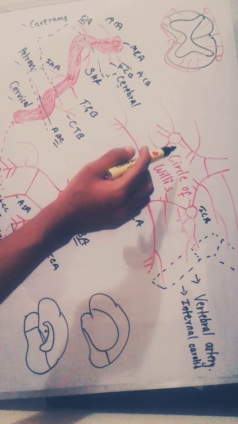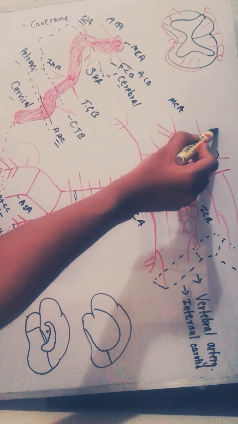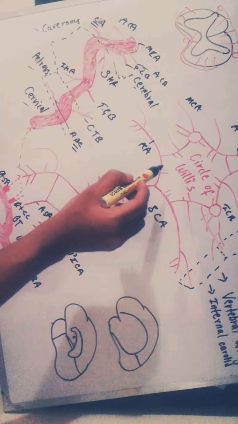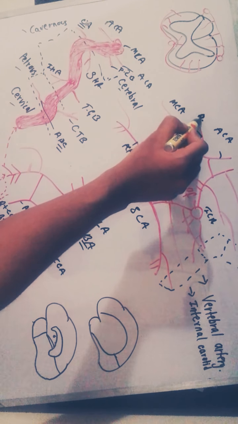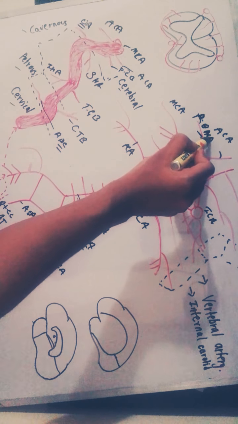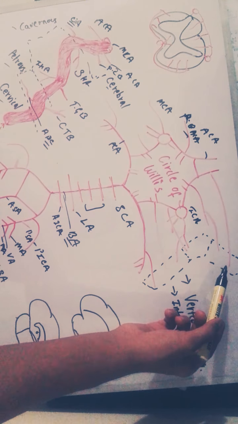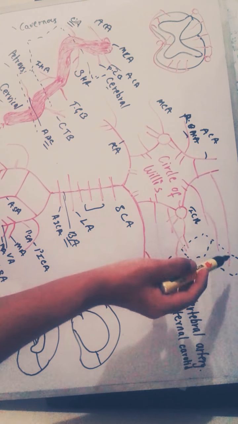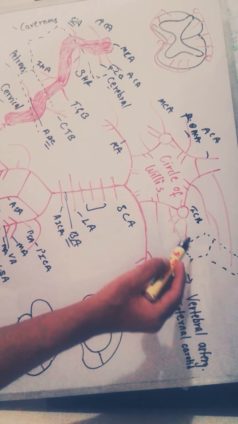So this is our internal carotid artery, and this is our middle cerebral artery. This is our anterior cerebral artery, and this is our posterior cerebral artery, and this is our recurrent branch, recurrent branch of anterior cerebral artery. And this artery supplies the internal capsule. Internal capsule has three parts: anterior limb, genu, and posterior limb. Anterior limb is supplied by the branches of the recurrent branch and from the direct branch from the anterior cerebral artery. Internal capsule is also supplied by the branch of the anterior choroidal artery.